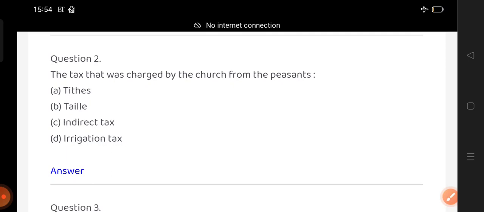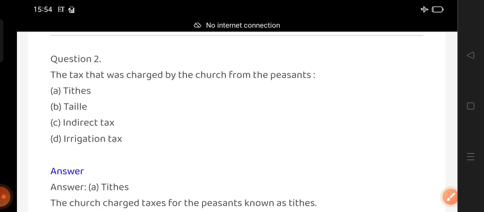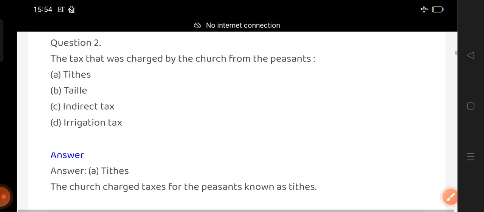See the options. Options are there. Perhaps you already remember the answer. If you have already remembered, then let's begin the counting. The counting begins now. 1, 2, 3, 4. The correct answer is option A, that is the tithe, also called the dîme. Now let's move to the next question.